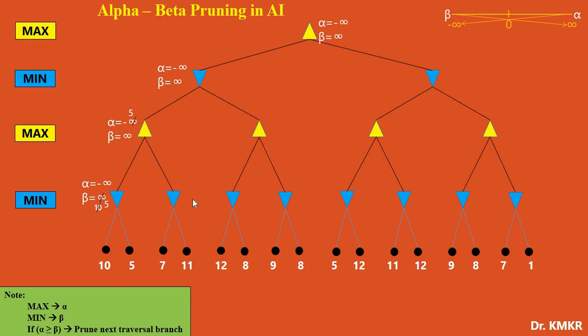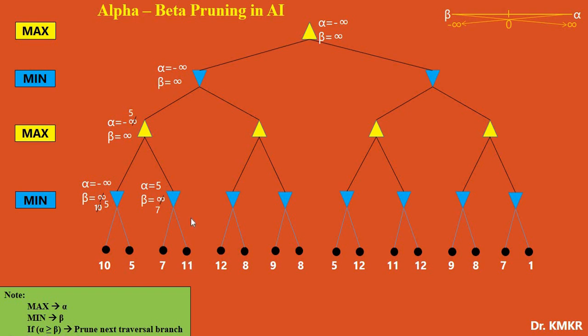Next, to traverse the next branch, we only pass the alpha beta values to the child node: alpha is equal to 5 and beta is equal to infinity. Now compare the value 7 with beta, which is infinity. 7 is the least, so update infinity with 7. Then it has to be compared with 11, but 11 is greater than 7, so there is no need to update it.